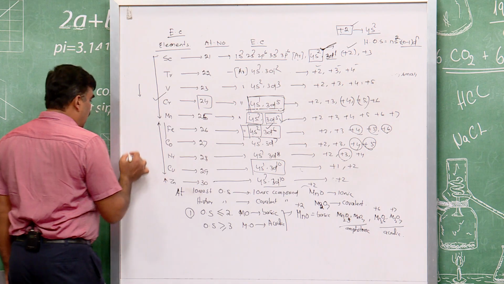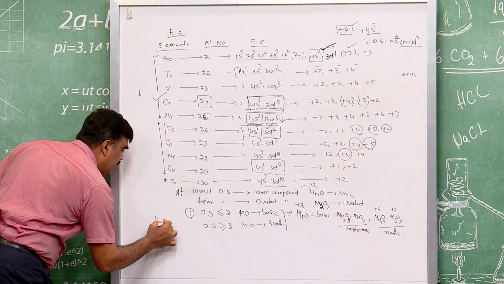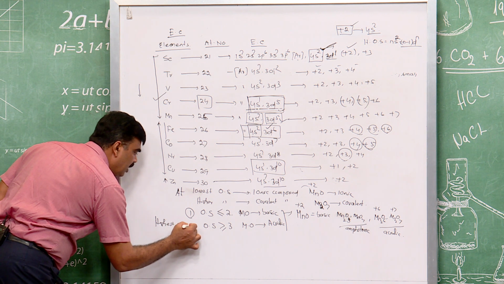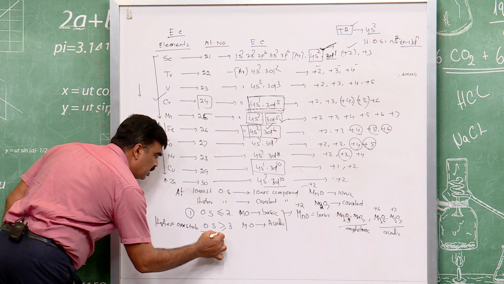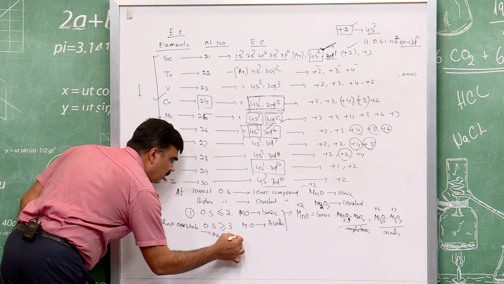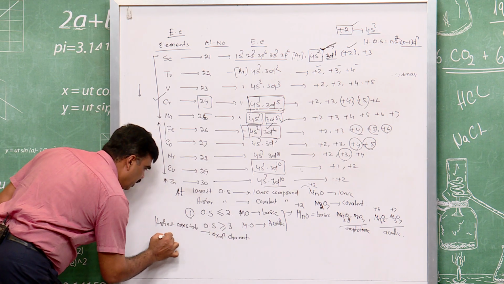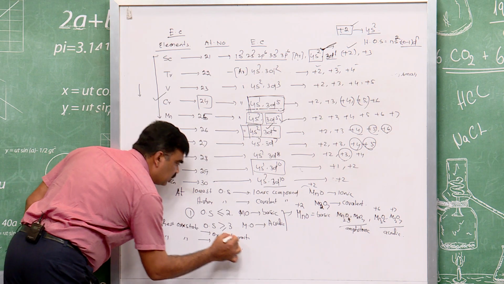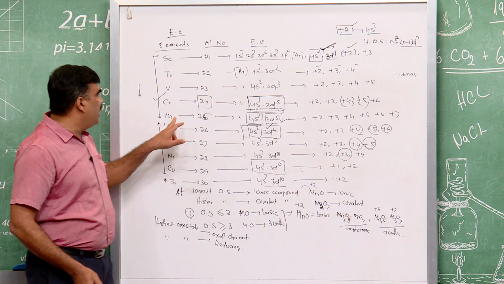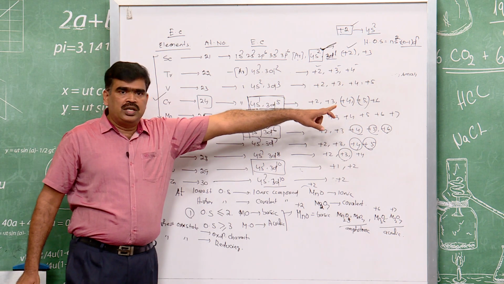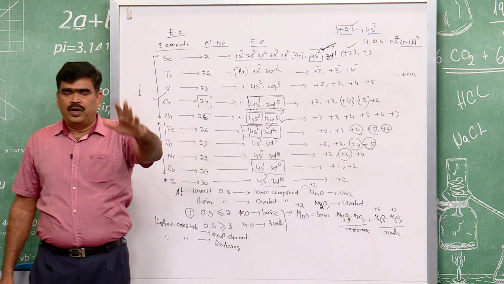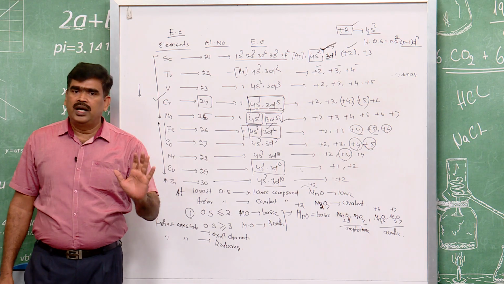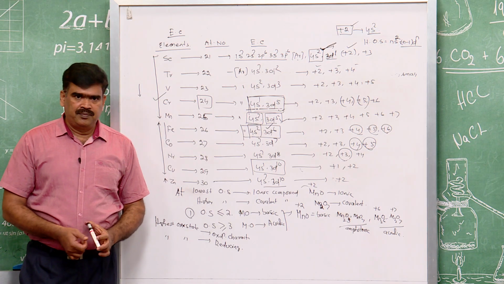And at the highest oxidation state, an element shows oxidizing character, and at the lowest oxidation state, it shows reducing character. Remember these very important points. So chromium, manganese, you know, at the highest oxidation state, potassium permanganate shows oxidizing character, and chromium also shows oxidizing character at its highest oxidation state of +6.